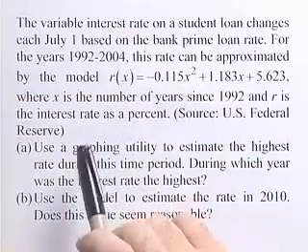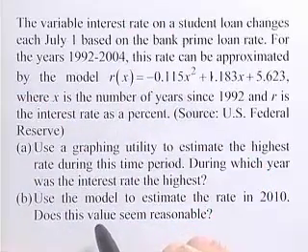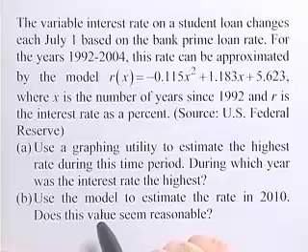Here we're going to look at a word problem that involves interest rates. We're going to use our graphing calculator to solve this problem. The variable interest rate on a student loan changes each July 1st based on the bank prime loan rate.